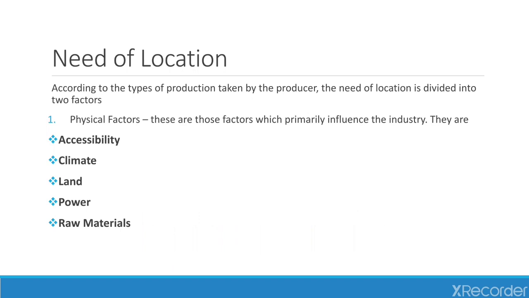Need of location. According to the type of production undertaken by the producer, the need of location is divided into two factors. The first factor is physical factors. These are the factors which primarily influence the industries. They are accessibility. The site of a new factory needs to be accessible so that importing raw material and exporting the finished products is easy.